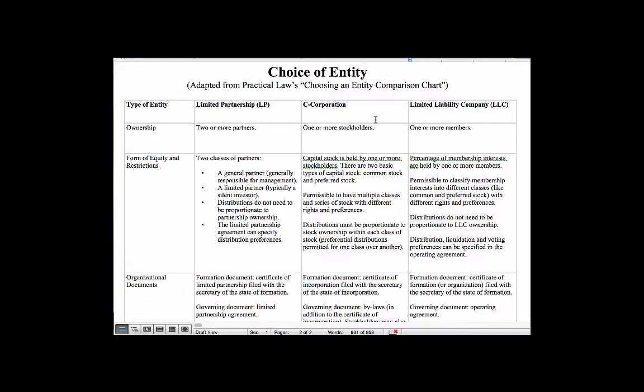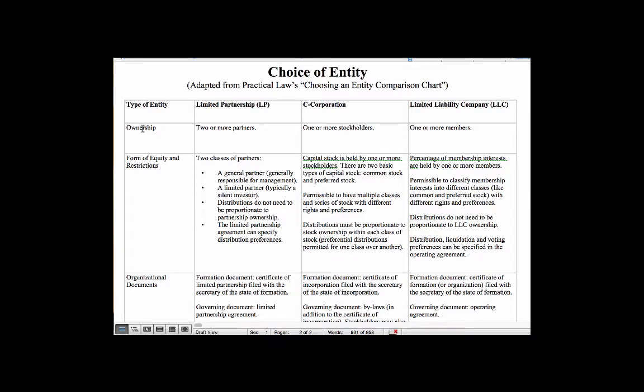And here's a chart that I adapted from a chart that Practical Law has called Choosing an Entity Comparison Chart, right? And the point of this chart is to sort of summarize the key differences, the key traits that each of these three types of entities have and their differences, so that someone who's coming to you and says, hey, I want to start a business, you can show them why one form of entity may or may not be better than another for whatever purpose the client has. So let's go through it for a second.